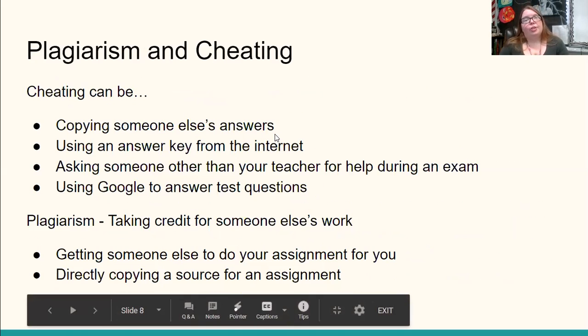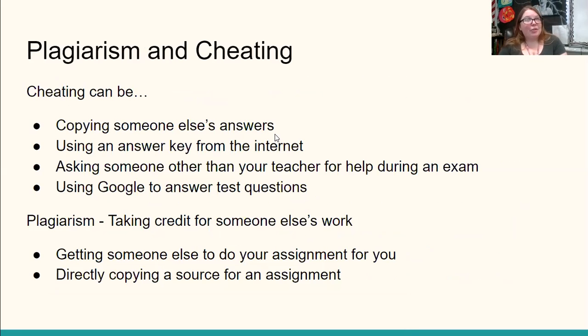So plagiarism and cheating. It's going to be tempting, especially since we're all distance learning for the most part. I mean, I think our last figure said there's only about 110 people signed up to actually come in person. So there's a lot of people going to be working from home, a lot of people on computers. It could be tempting to do these things.